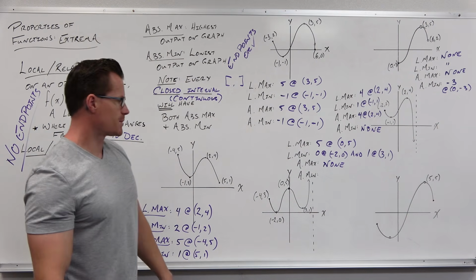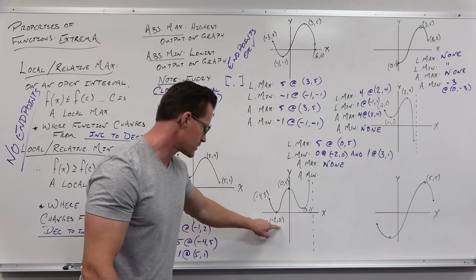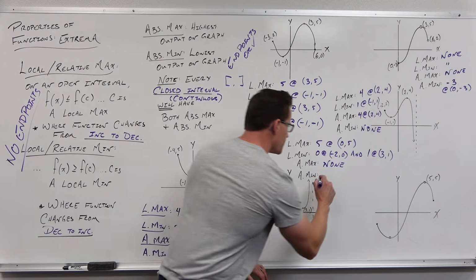We do have an absolute minimum. So we're looking at the output values, 3, 5, 1, 0. 0 is the lowest value that's attained by this function. Therefore, that's the absolute minimum.